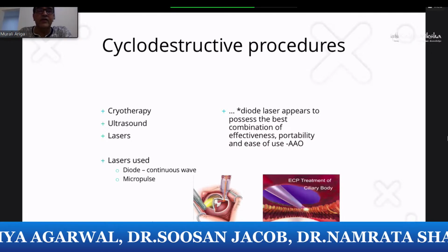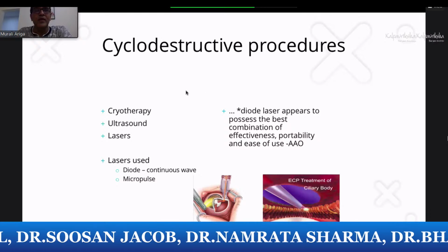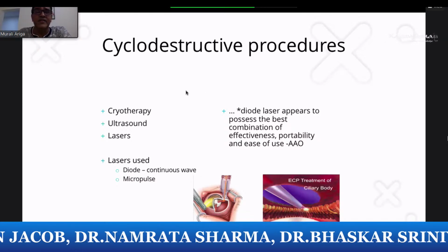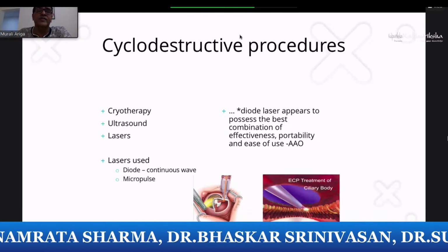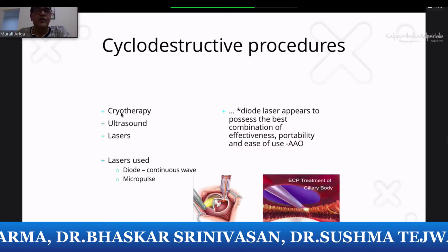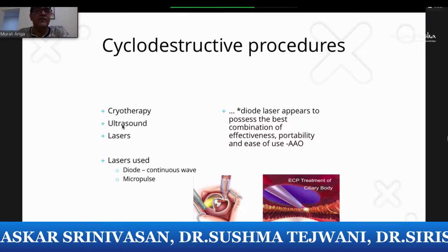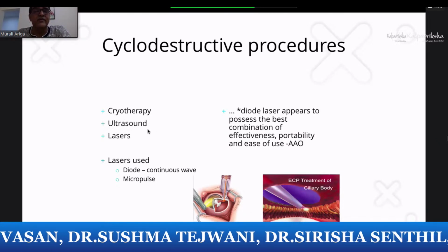A word about cyclodestruction before I finish. If you want to destroy the ciliary body in patients who have refractory glaucoma, with uncontrolled pressures despite everything else you do, you have been considering cryotherapy in the past. Ultrasound had been available, and is available in certain centers.